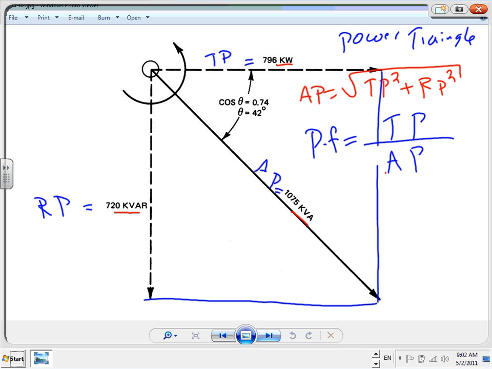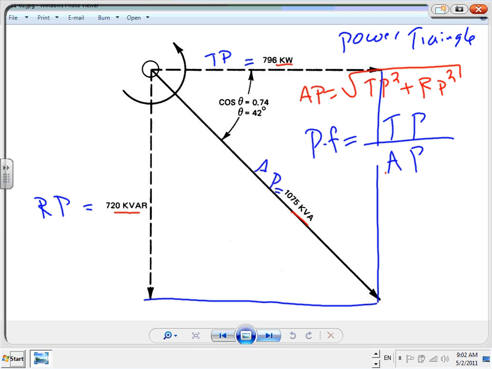The true power, which is the opposite here, over the adjacent, exactly like the resistor over the impedance. The same triangle. This is a power triangle. The one that I've done before is called the impedance triangle. The same triangle.